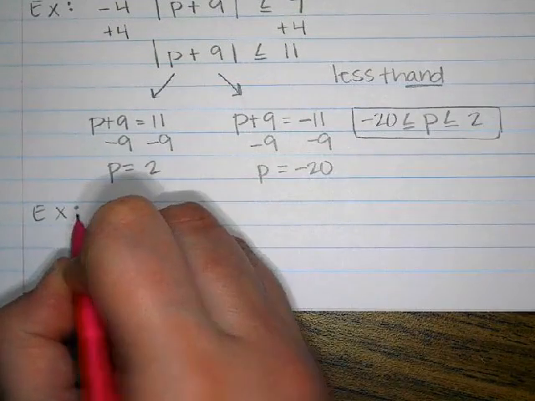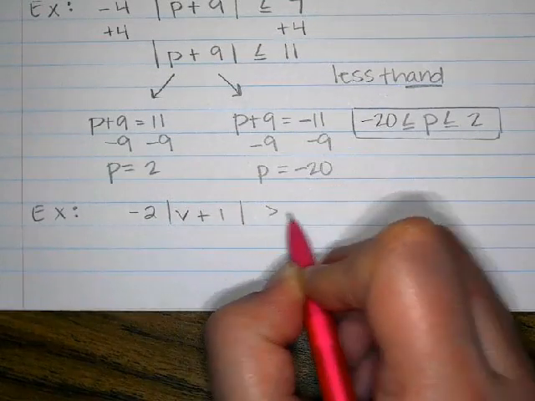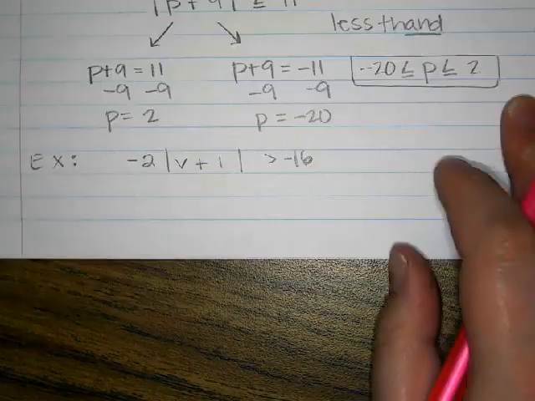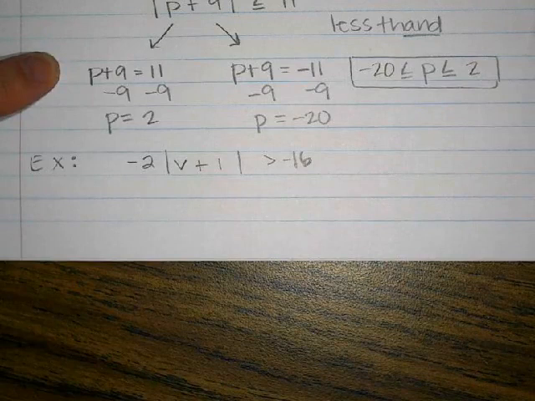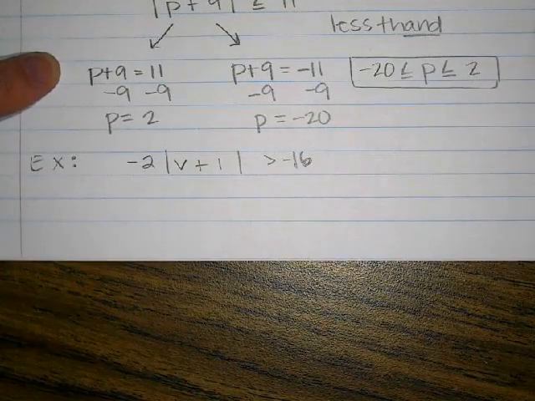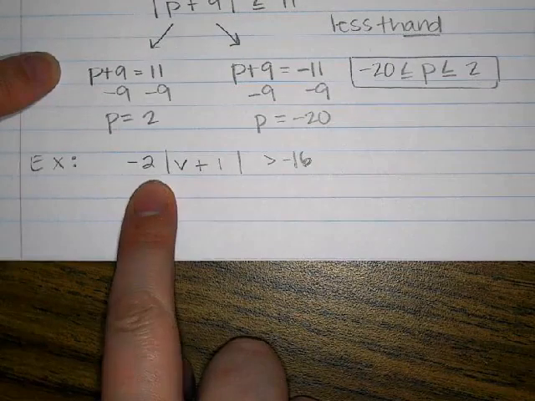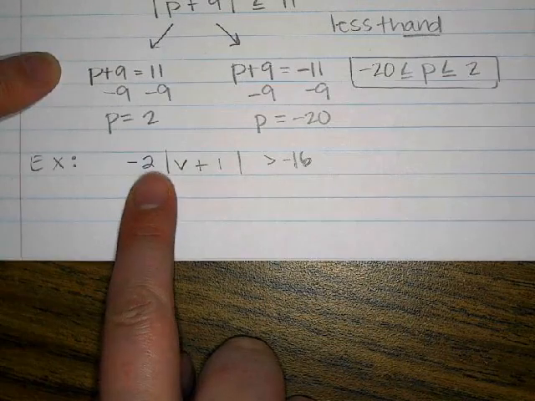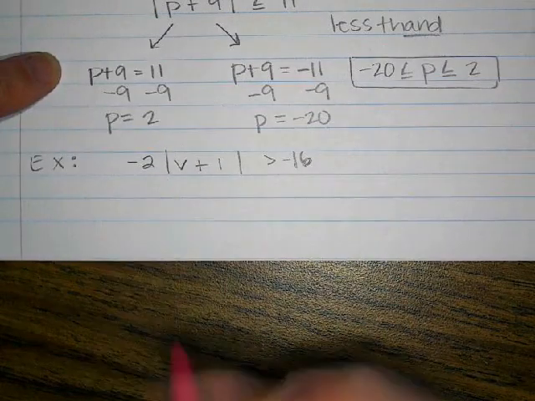All right, negative 2 times the absolute value of v plus 1 is greater than negative 16. Do I add 2? I divide. How do I know it's divide and not add? It's right beside it. Anytime it's right beside it, it means that it was a coefficient, and so that means it was multiplied.